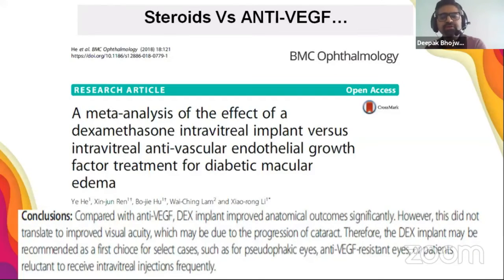But overall, mandatory is systemic control, which should be emphasized at every visit. Considering steroids and anti-VEGF, this is a $1,000,000 question. If the patient is not planning cataract surgery, anti-VEGF is the first standard choice. In the perioperative period, if the patient is planning cataract surgery, we have found that steroids are better drugs as compared to anti-VEGFs.